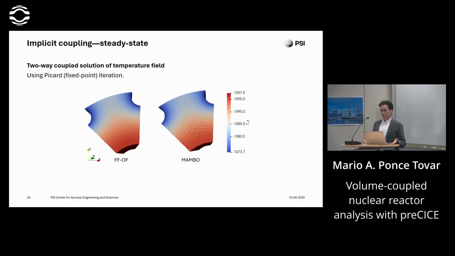And so then, firstly, in steady state, we obtain the simultaneous solution, and this just compares the temperature fields that are obtained in just one little axisymmetric section of the core. And this was obtained using just standard Picard iterations and the nearest neighbor mapping. But the results are basically showing quite good agreement.